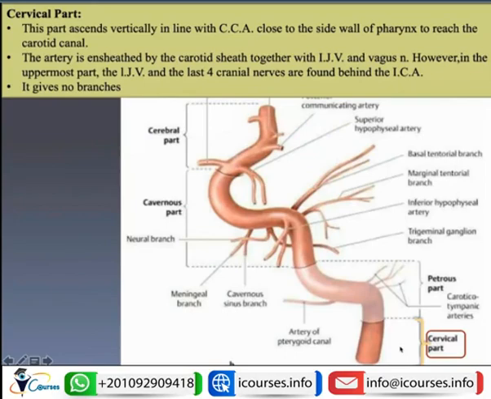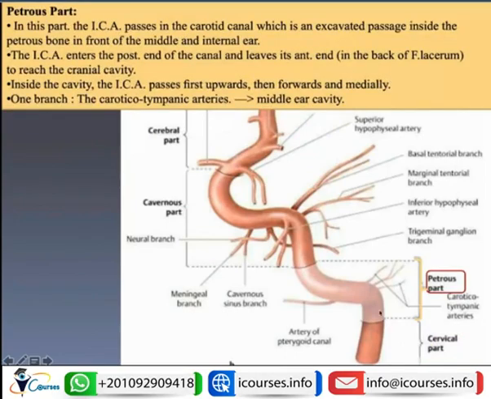This will be followed by the petrous part. So the petrous part will be the part of the internal carotid artery lying inside the cavity of petrous bone. And this part will pass through within the petrous bone and give branches to supply the middle ear. So this branch will be called caroticotympanic arteries. So the caroticotympanic arteries are the only branch of the petrous part of internal carotid artery.